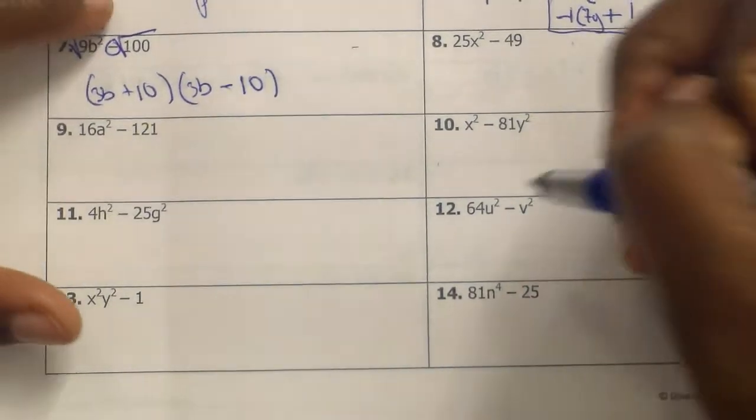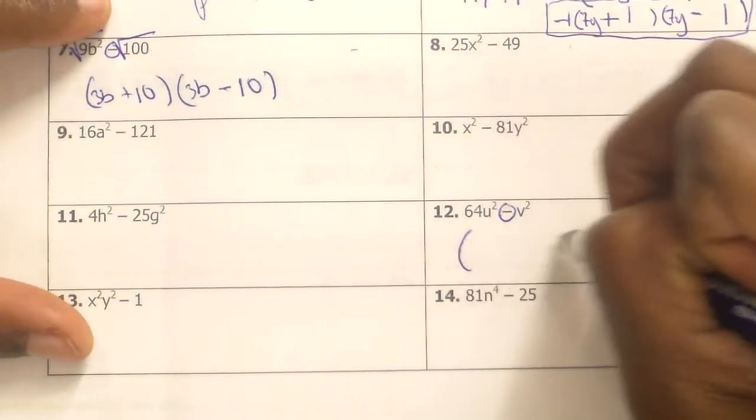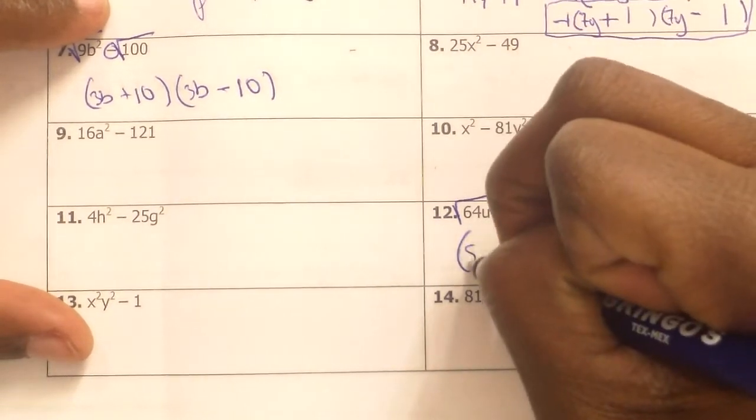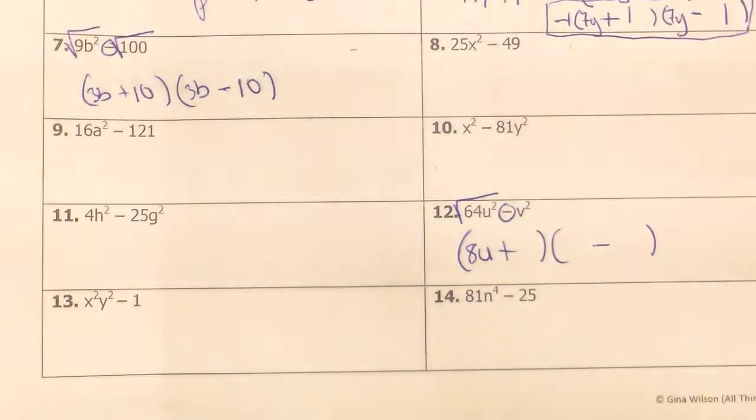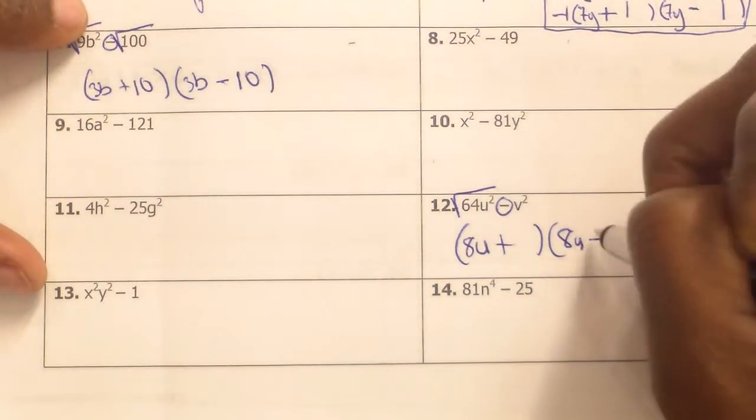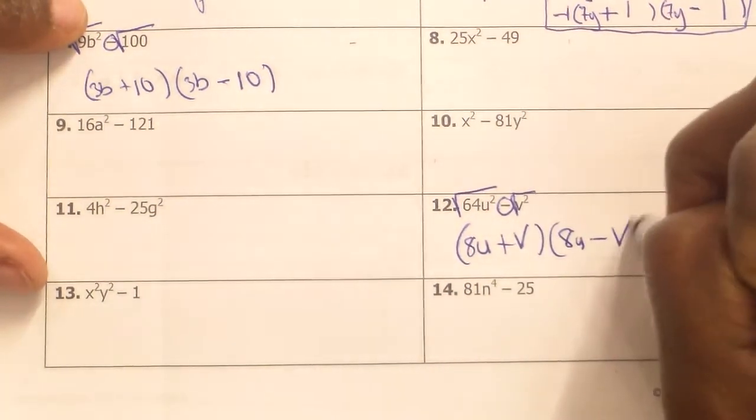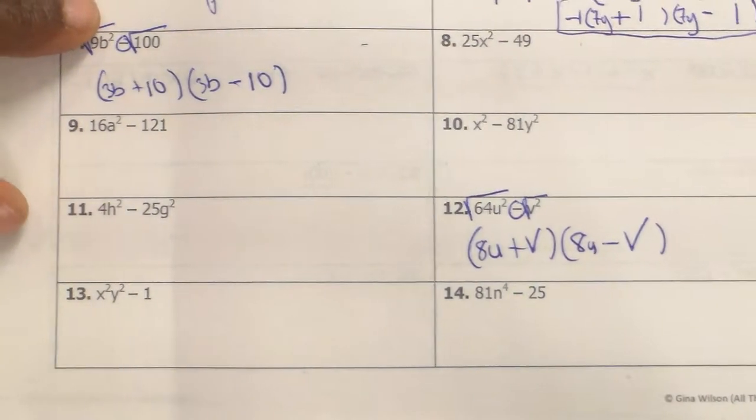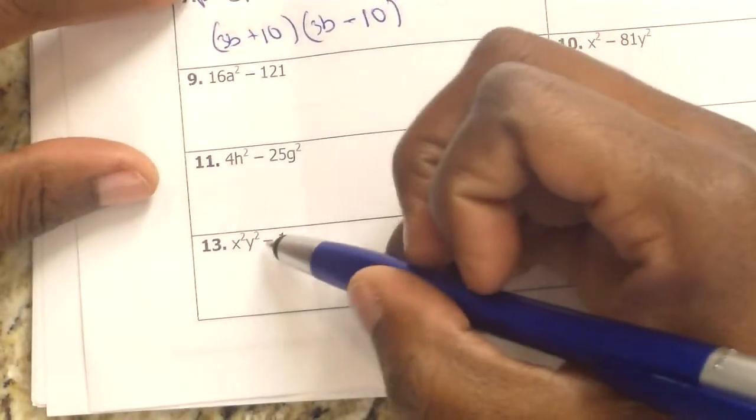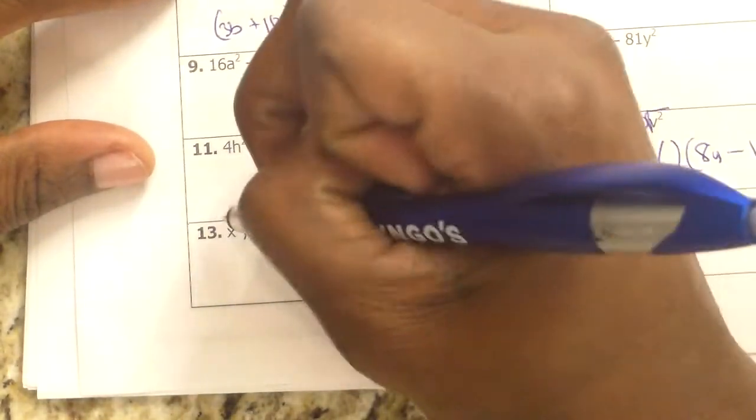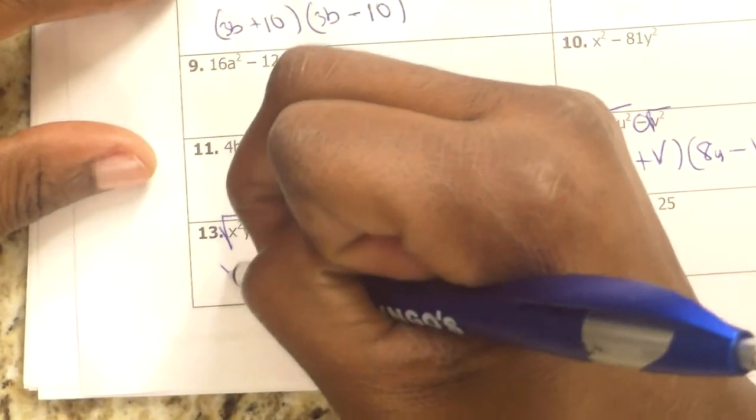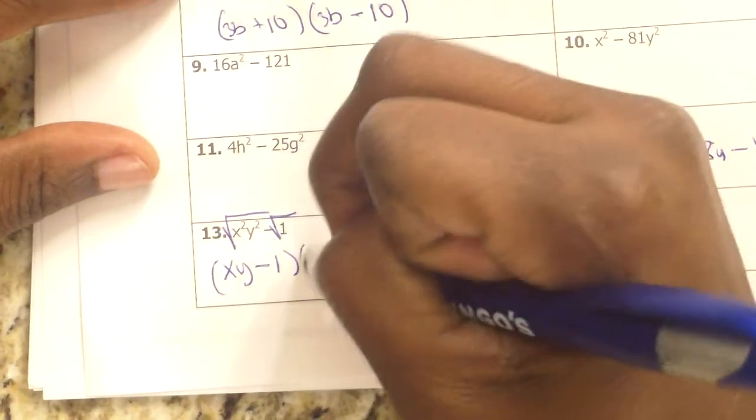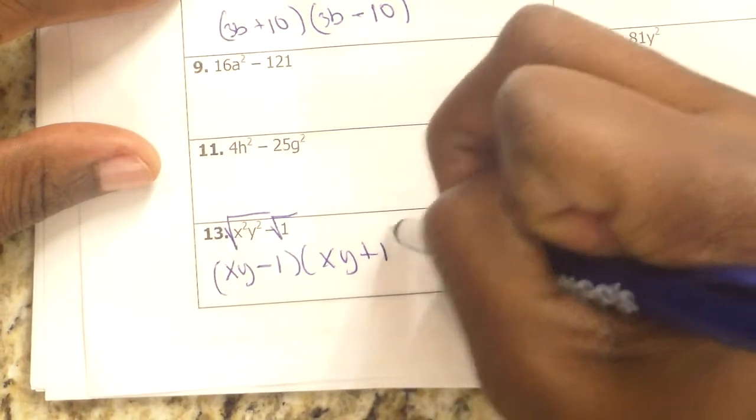Okay, let's try one that brings in two variables. We'll look at 12. We see a negative, so we have one positive, one negative. The square root of 64u squared is 8u and 8u. The square root of v squared is v and v. See, difference of squares is pretty simple. And I'll do one with two variables together: x squared y squared. The square root of that gives us xy minus the square root of 1, and then xy plus 1.